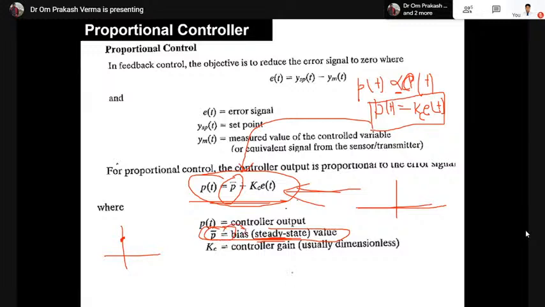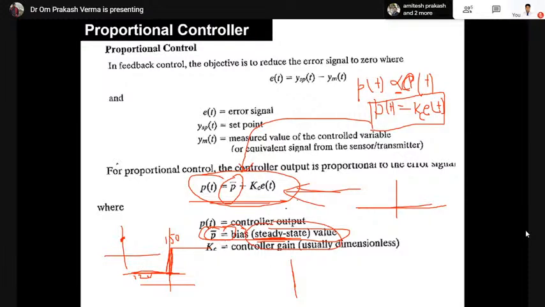Suppose the temperature of a tank is changing from 120 to, let's say, 150. Before the change it is 120, and after the change it is 150. So our steady state value before changing is 120, not 0. That is the steady state value.